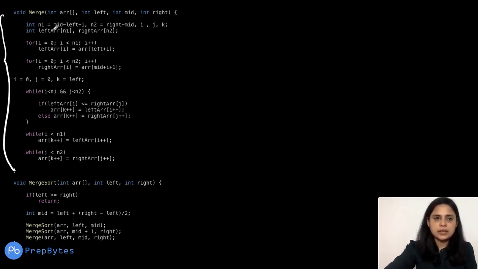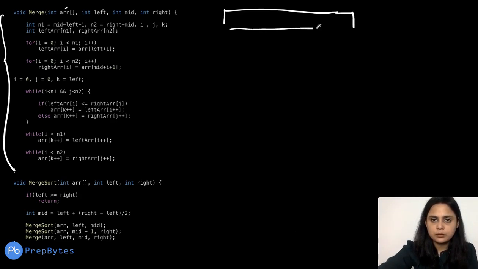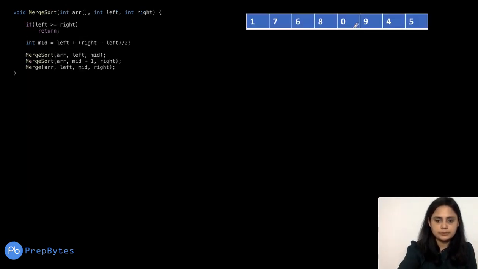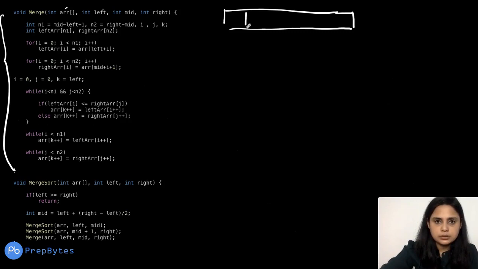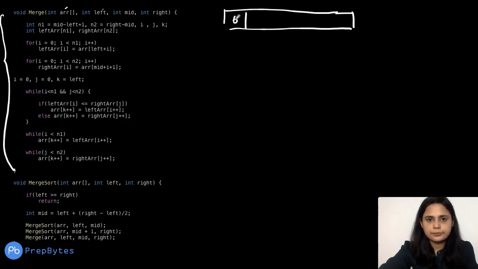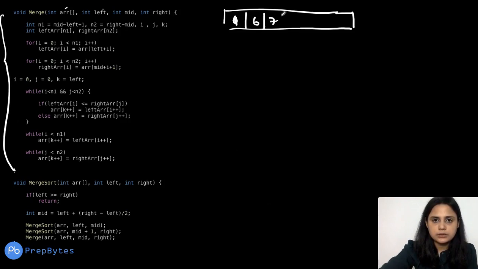In case of merge, we pass the original array, then we pass the left, mid, right. Let me go back and see the previous array. It was 1, 6, 7, 8, 0, 4, 5, 9. The indices are going to be 0, 1, 2, 3, 4, 5, 6, 7.